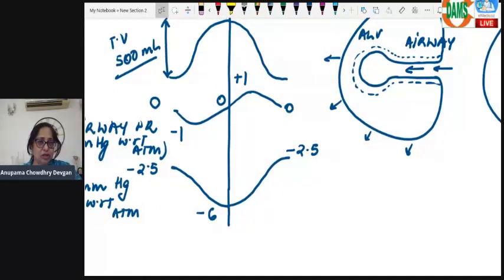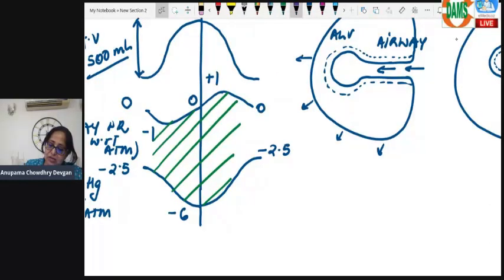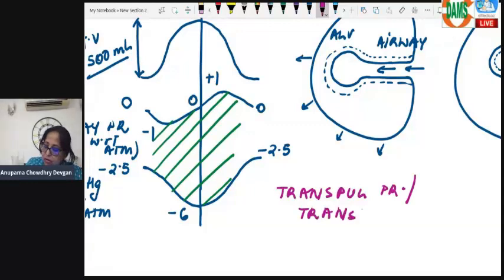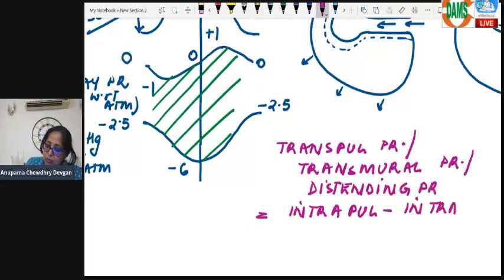Now, what is the net pressure? Net pressure is the difference between these two pressures. The difference between these two pressures is known as the net pressure. Yes, and the net pressure is called the transpulmonary pressure, or also known as the transmural pressure, or also known as the distending pressure. This is equal to intrapulmonary minus the intrapleural. What was intrapulmonary? Intrapulmonary is the alveolar or the airway pressure.